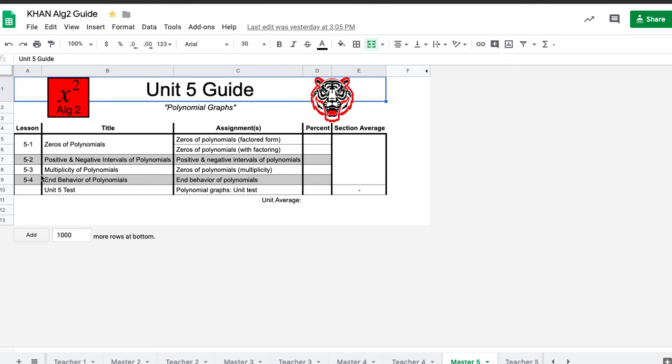Although we do have a little bit of delay because we're doing the benchmark on Thursday, which means we're doing benchmark practice tomorrow. So on Friday, we're doing 5-2, Monday, 5-3, Tuesday, 5-4, and this upcoming Wednesday, not tomorrow, but the day after, the week after that, we have our test.